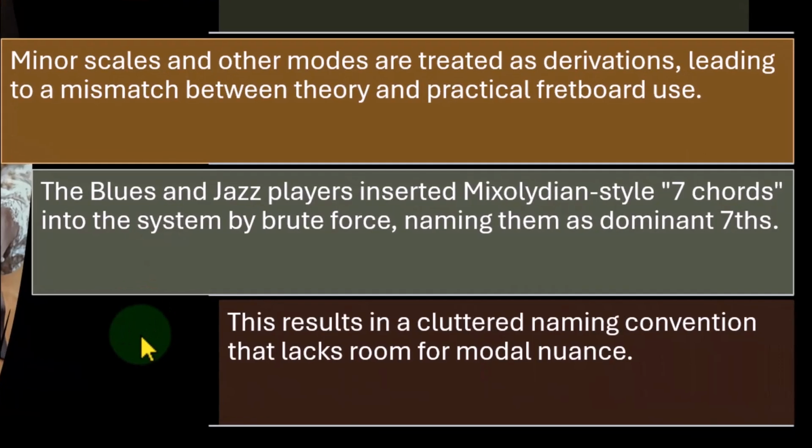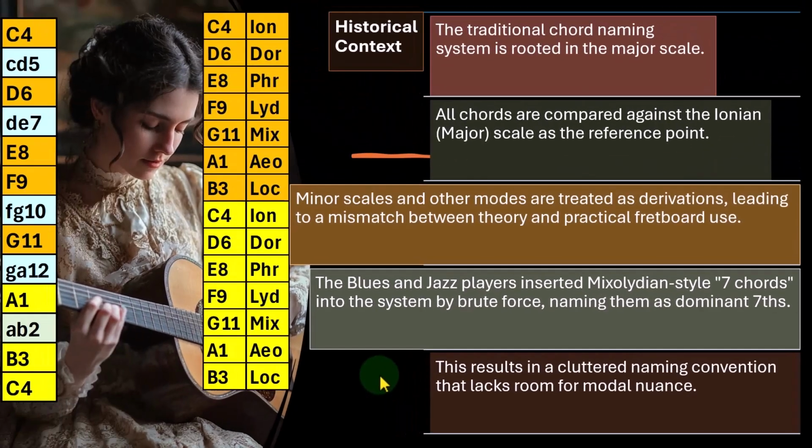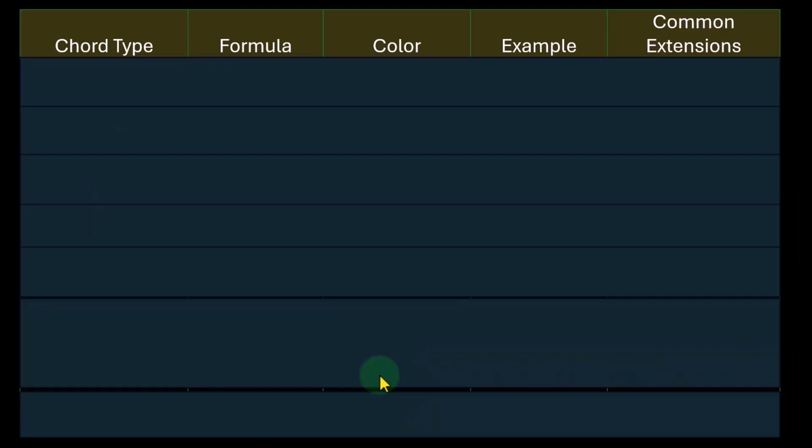So this results in a cluttered naming convention that lacks room for modal nuance. So we end up with a system that kind of covers all the bases. We can name all the different variations of the chords and possibly have a single name for each of them, which is kind of nice. But they don't give us any contextual understanding. They seem to be removed from where they're actually played within the song, and they don't give us any context of where they are on the fretboard, location-wise, or on any instrument.